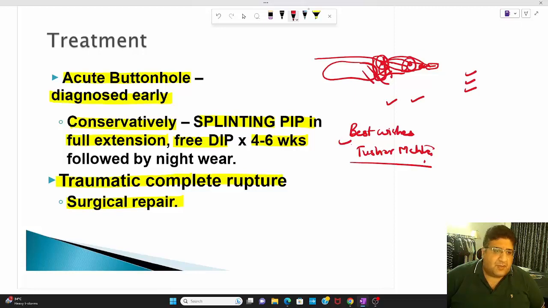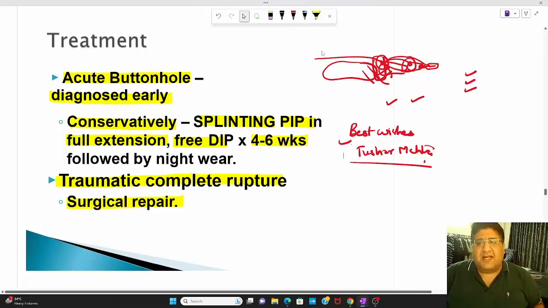And extensor apparatus is important. A good short note, a good viva question, you should know, because let's say you get a small case of some deformity of the hand, it can be swan neck, it can be boutonniere. And if they ask you about it, okay, what is this? This is boutonniere deformity. They're like, forget boutonniere deformity, start from the beginning. What is extensor apparatus? So it's very basic anatomy that we all should know.